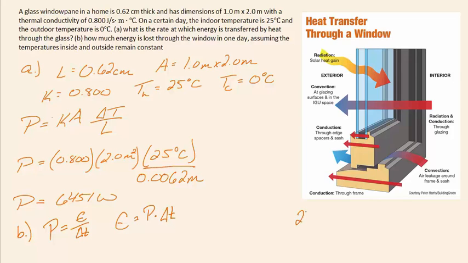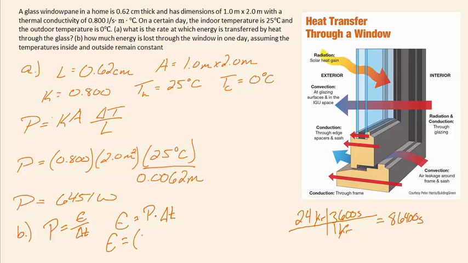So we know that for one day there are 24 hours, and that for 1 hour there are 3,600 seconds. So if we multiply this through, we see that our hours will cancel and we'll be left in seconds. And we see that there are 86,400 seconds in one day. So now we can plug in our values to solve for our energy.